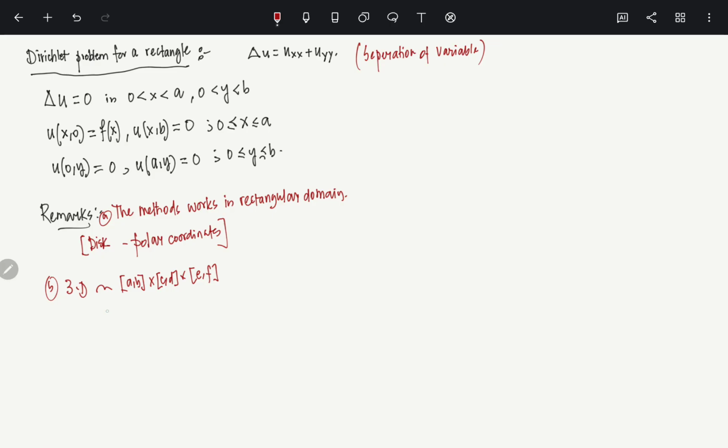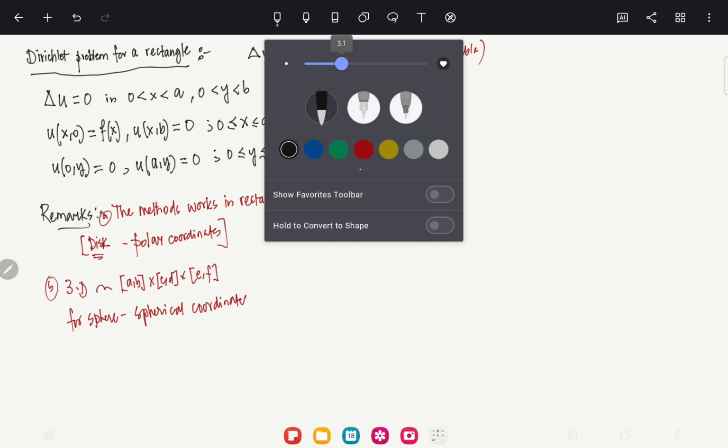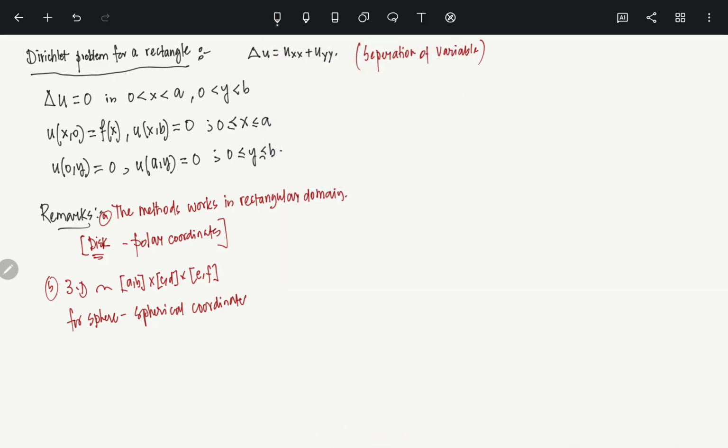And now for a sphere, what is the analog of a disk in 3 dimensions? You use spherical coordinates. You already know what those are. So essentially in that case you have to do a change of variable. So these are the remarks. What's the point? The point is this: we are going to do this separation of variables only for domains which are rectangular.